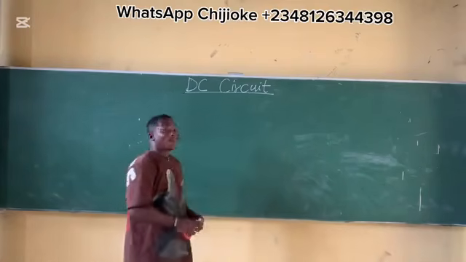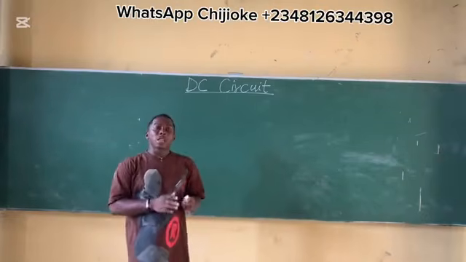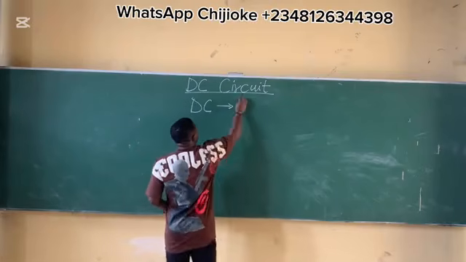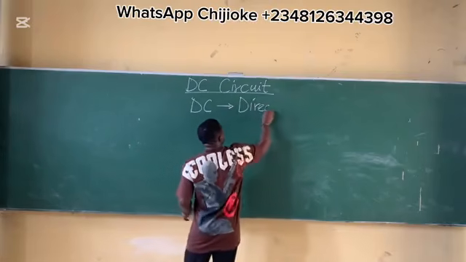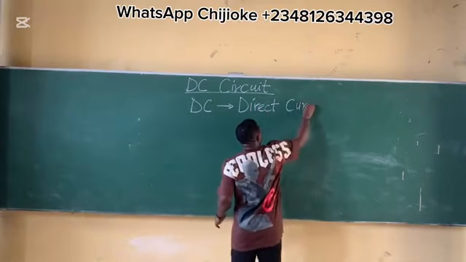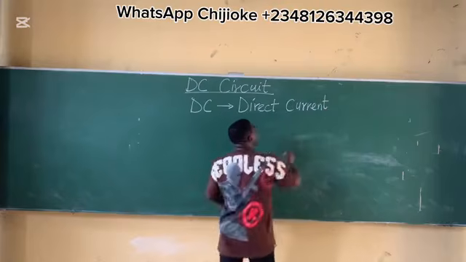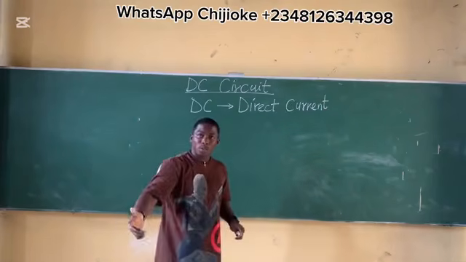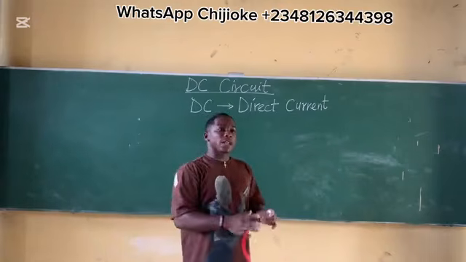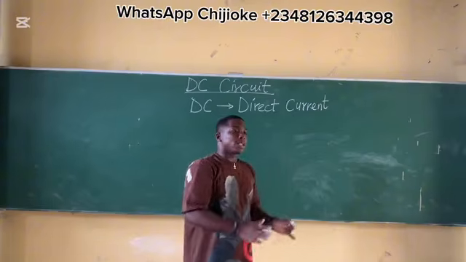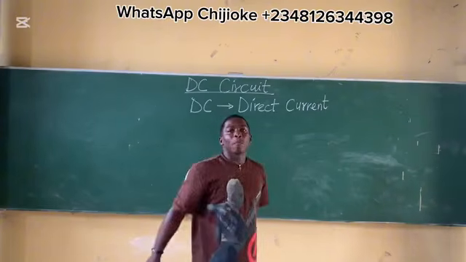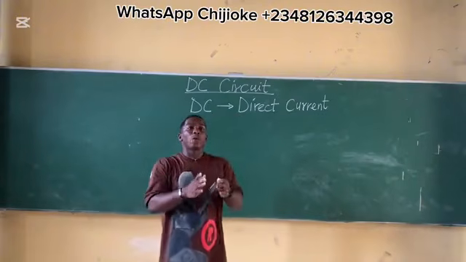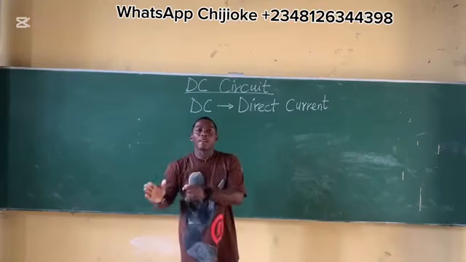What is a DC circuit? By definition, this word DC means direct current. So a DC circuit is a direct current circuit. A direct current circuit is a circuit in which the flow of current is unidirectional.